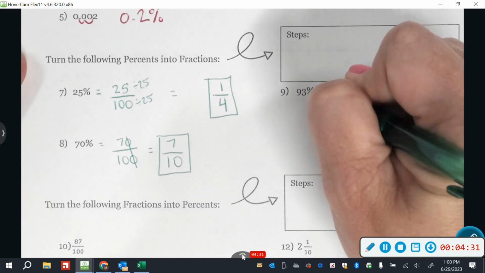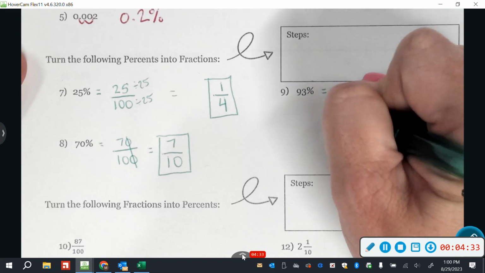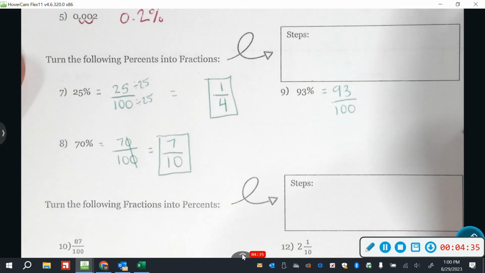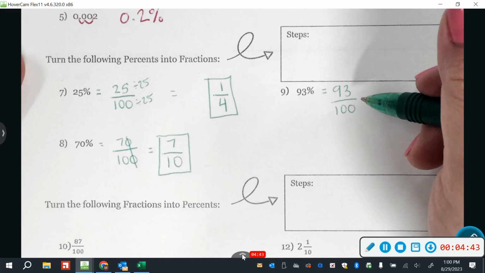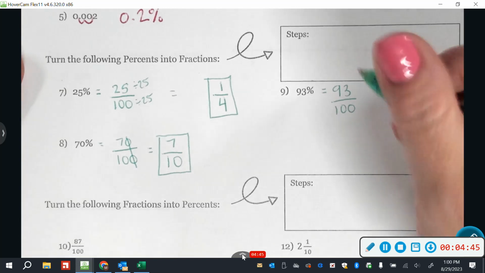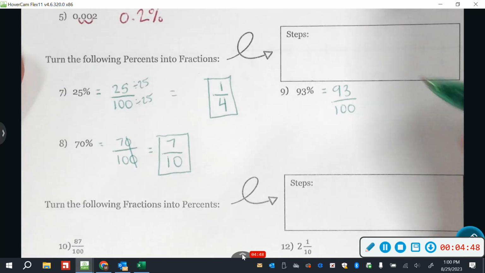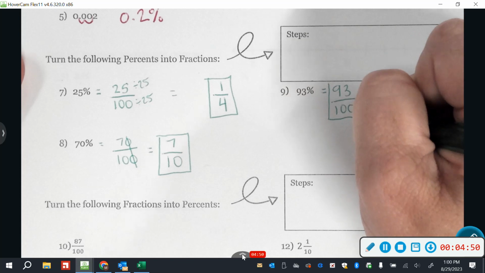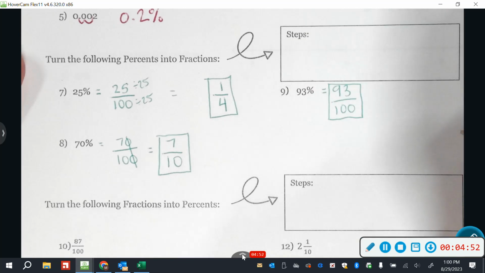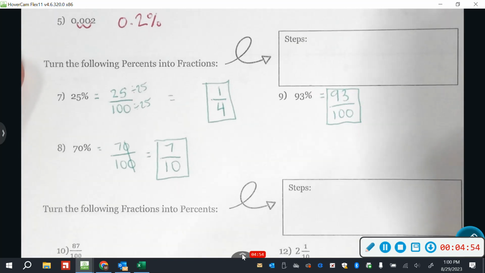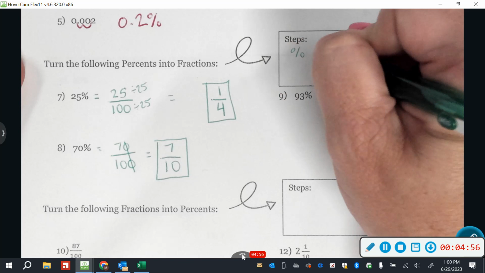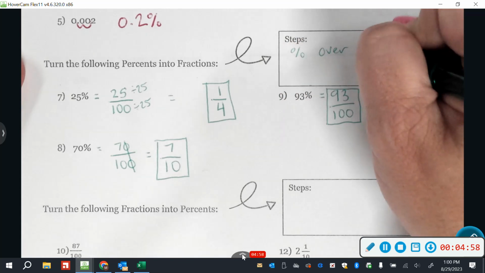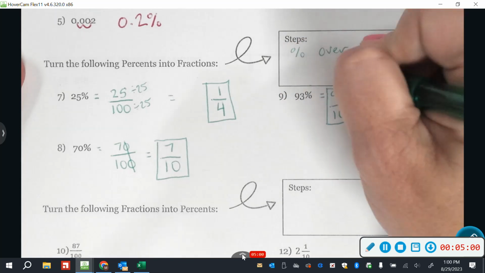So then we have 93 over 100. And does that simplify? No, the only thing that goes into 93 is 3, however many times. And that does not go into 100, so we don't have to worry about it. So there's your answer. So our steps are to put your percent over 100 and simplify.